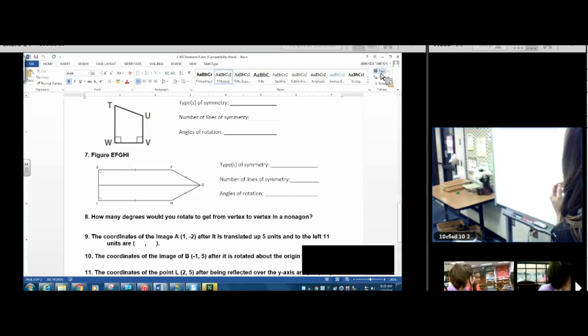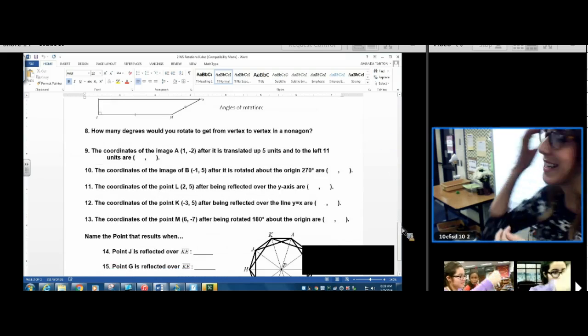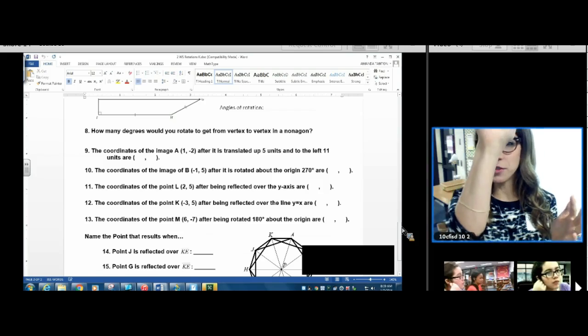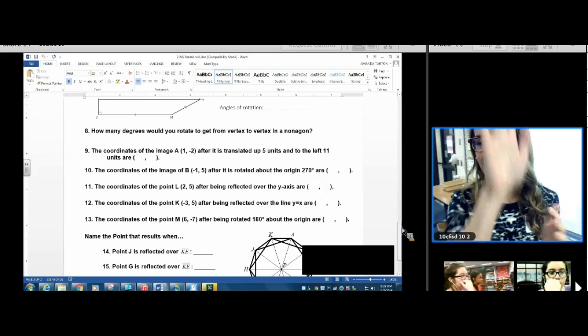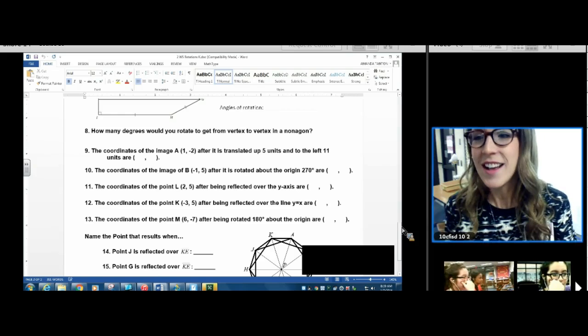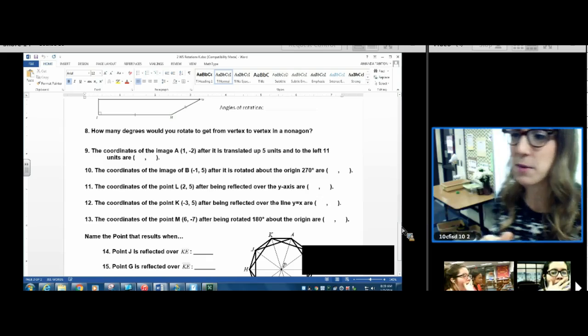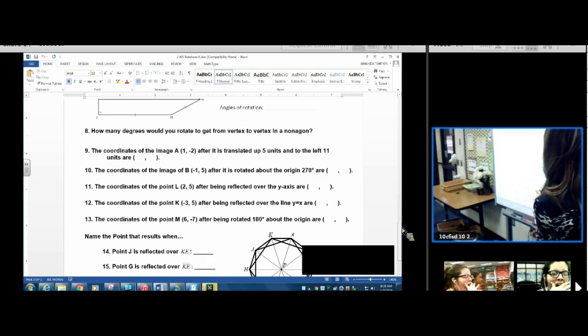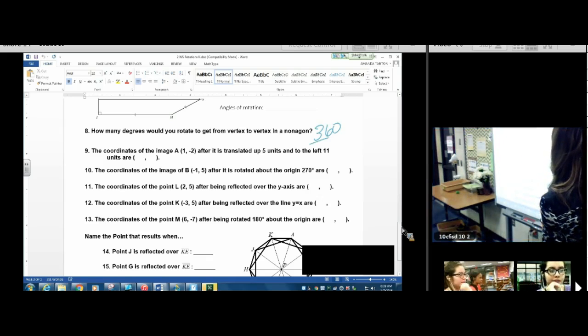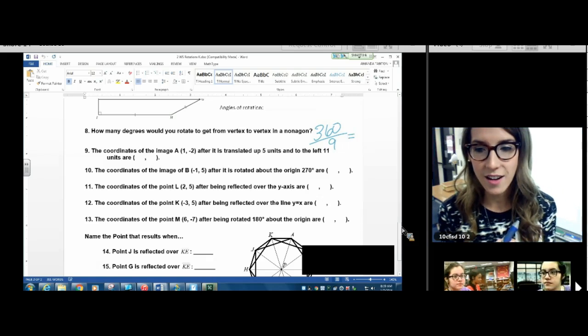Number 8. How many degrees would you rotate to get from vertex to vertex in a nonagon? Who had to Google nonagon? Who had to ask the internet what a nonagon was? 9-sided figure. So we are assuming it's regular, because if it's not regular, you throw this question out the window. So all you do on number 8 is 360 divided by 9, because there's 9 vertices in a nonagon. Okay?